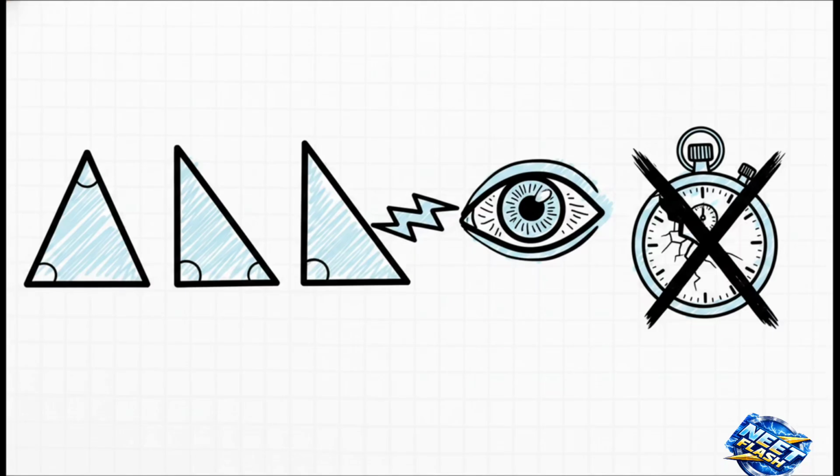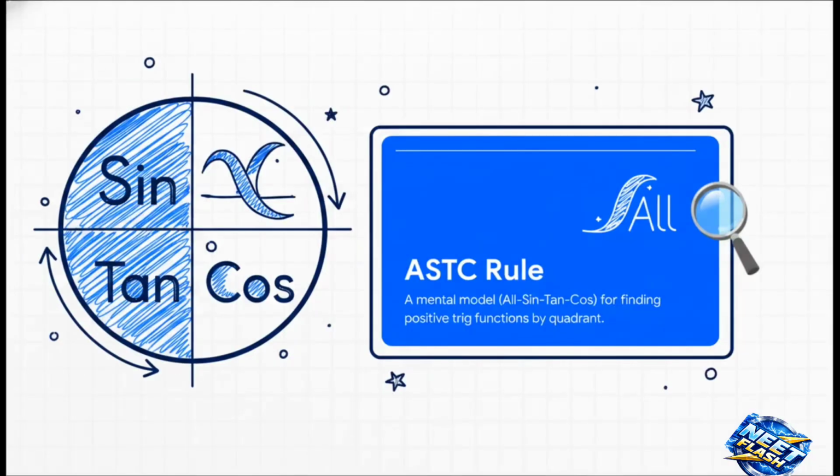You get to bypass the Pythagorean theorem entirely. And finally, section 5, mastering the ASTC rule. We are now going to conquer the single biggest source of careless errors in all of physics, and that's getting the negative signs wrong in trigonometry.